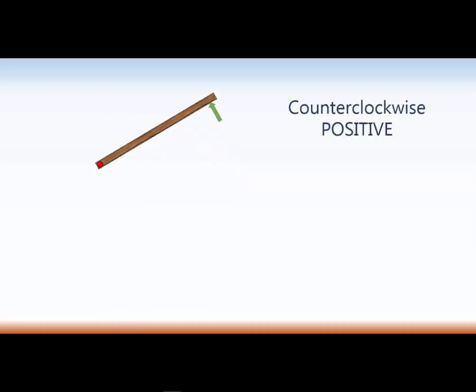Torque is a vector and so has a direction, which is indicated by either a positive or negative sign. Now you could probably already guess that if it moves an object in a counterclockwise rotation, it's positive, and if it moves an object in a clockwise rotation, it's negative.